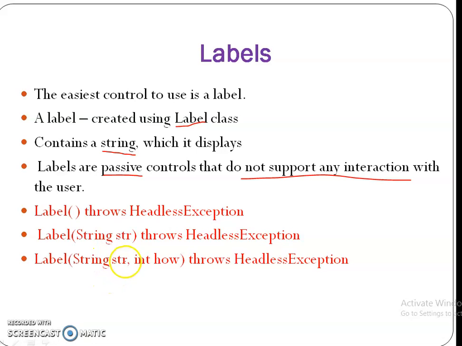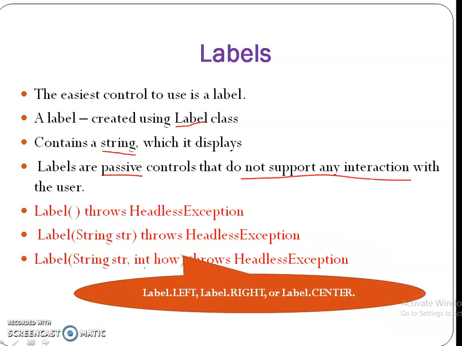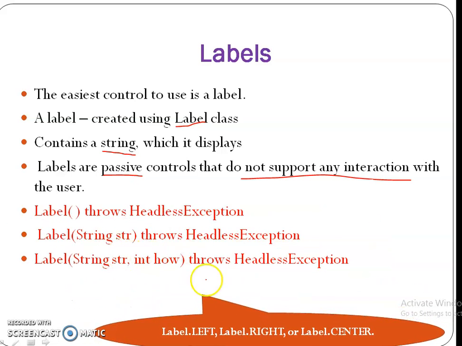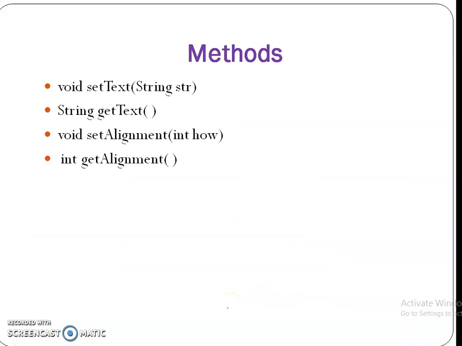Then another one is String and also how the string should be aligned within the area. How the string is aligned within the area can be specified using the three constants: left, right and center. We can align the string inside the label area using these three constants.